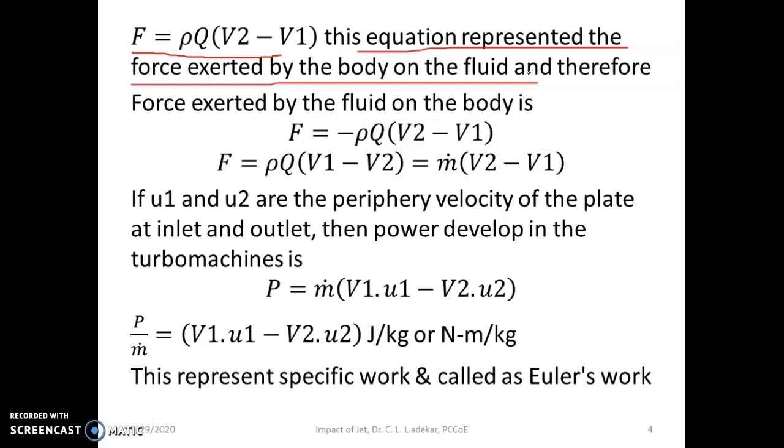And therefore, if you want to calculate the force exerted by the fluid on the body, you can take the negative. According to Newton's third law, the equal force will be applied by the fluid on the body. Therefore, you can calculate the force exerted by the fluid on the body: F is equal to minus rho Q (v2 minus v1), which in turn you can write as F is equal to rho Q (v1 minus v2). If you remove the negative sign, you can write this as v1 minus v2, or you can write it as m dot (v1 minus v2).